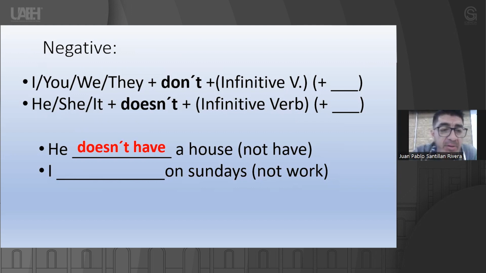In the next example, it says, I, something on Sundays. Not work, and we notice that it's a negative sentence. Okay, I, and we write don't, and then the base verb. I don't work on Sundays.